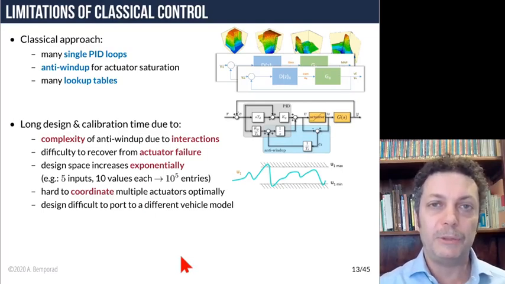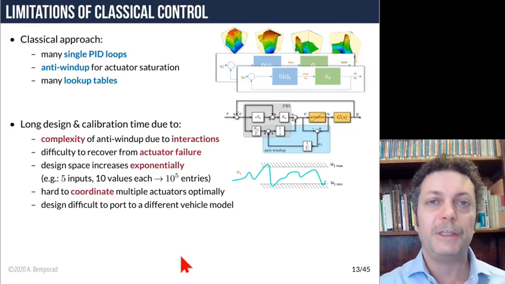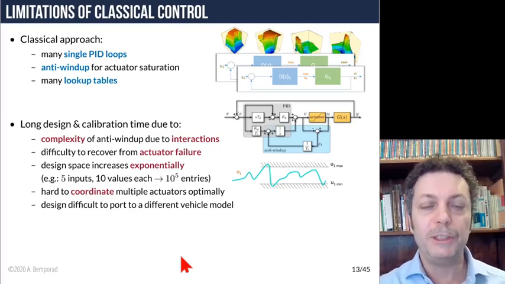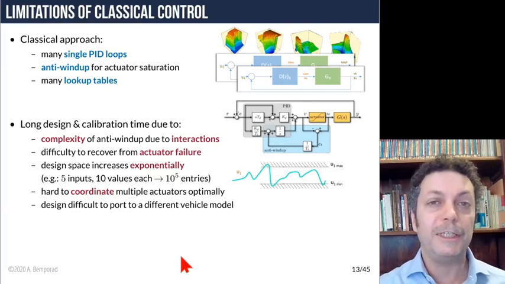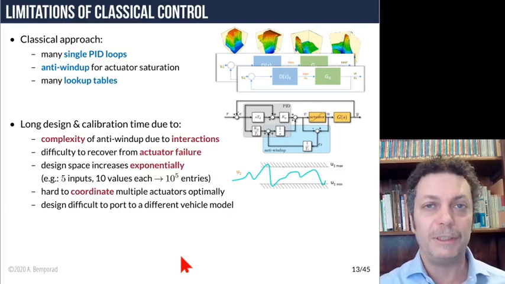And also, if you have to take into account actuator failures, you have to have a backup strategy for each possible fault that you can envision. And talking about lookup tables, say you have 5 inputs and you allow 10 different values in the table for each of the inputs. This is already 10 to the power 5 entries that you have to fill in the lookup table.